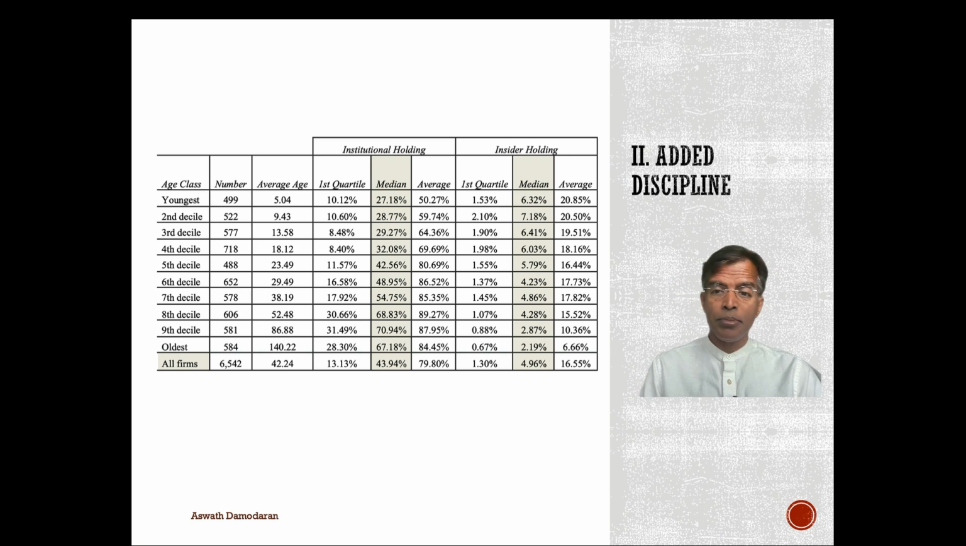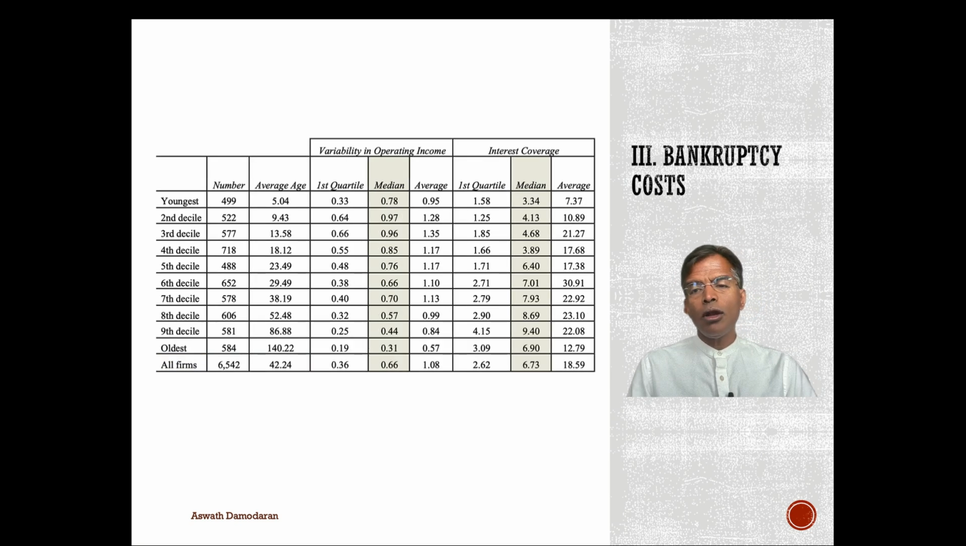Let's move on to bankruptcy costs. Every company, when it borrows money, faces the threat of bankruptcy. But that threat of bankruptcy is greater if your earnings are more volatile. So in this table, what I've looked at is the variability in operating income, again broken down by age decile. If you look at the youngest companies, they have much more variable operating income than older companies. So basically, if you're a younger company, even if your money making can get the tax benefit, you might not borrow money because you have volatile earnings. Those earnings which are positive now could become negative in the future.